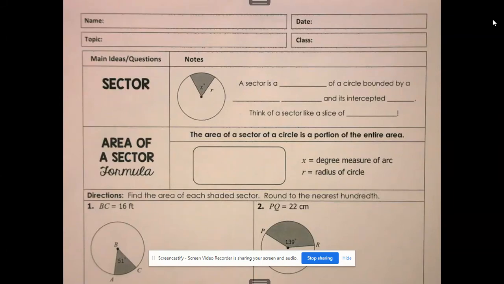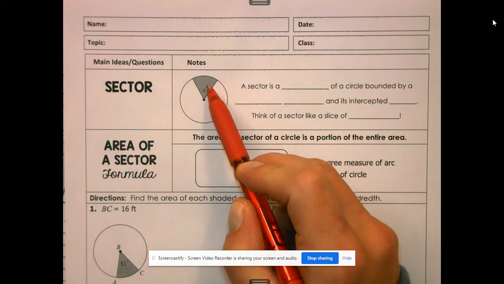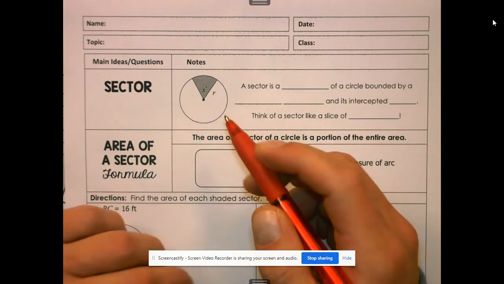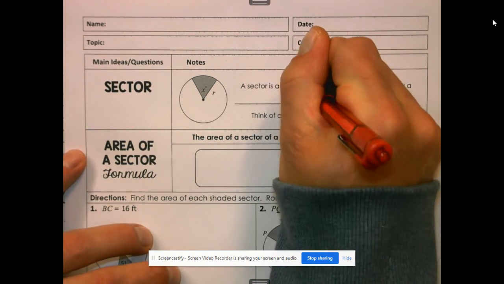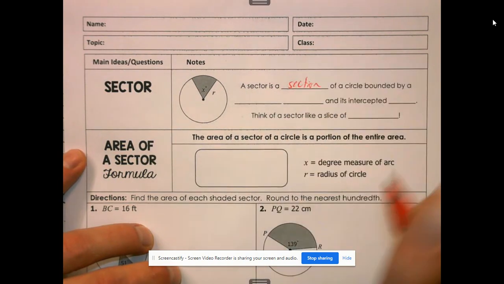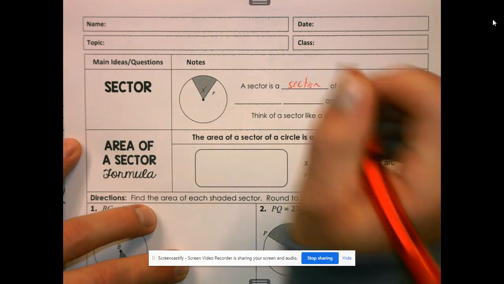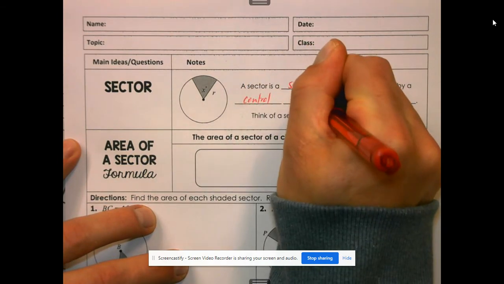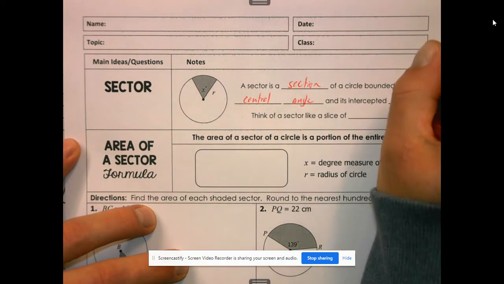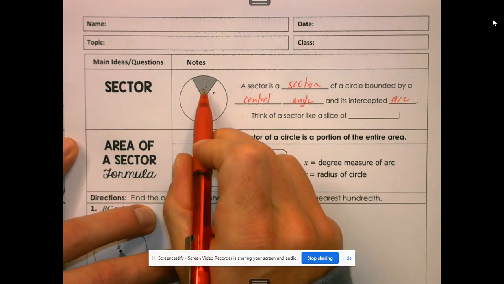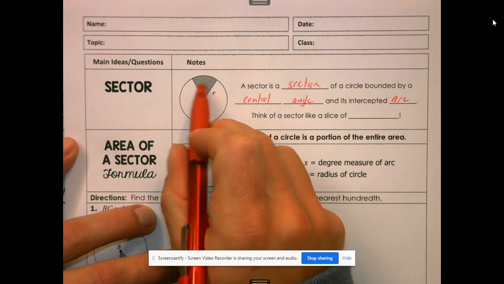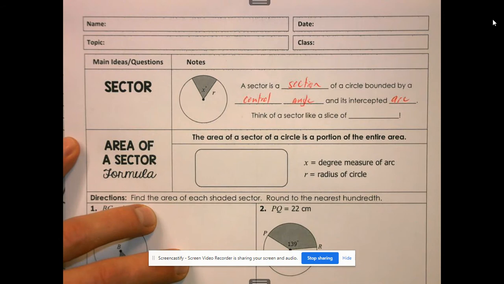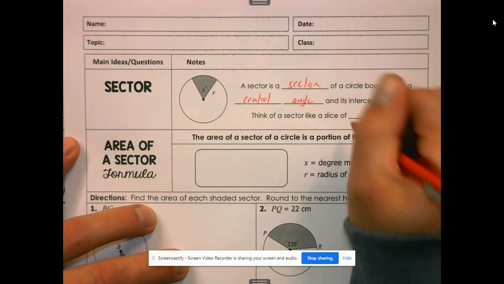All right, next let's jump to the area unit, which is area of sectors, or simply just a piece of a circle, basically. So a sector is a section of a circle bounded by a central angle and its intercepted arc. So the part they're talking about is right here, guys. This is your central angle and its arc is right there. Think of a sector like a slice of pizza.